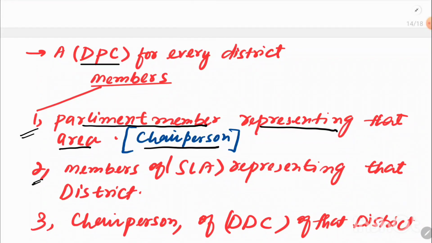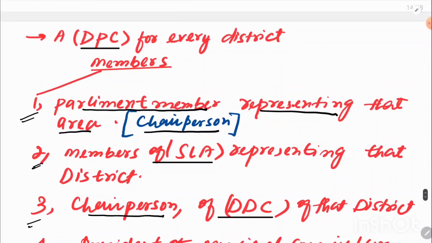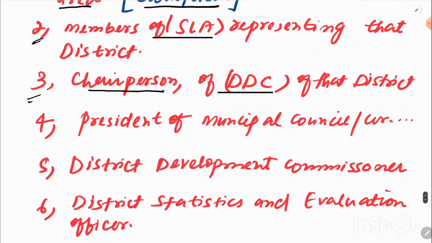Second is that members of state legislative assembly, like block development council, who belong to that district, okay? And the third is chairperson or chairpersons of district development council, okay, chairperson of district development council will also be the member of this committee, that is district planning committee. Now the fourth is that every district has a president, okay, district president, and that district president or municipal president shall also be the member of district planning committee, okay.